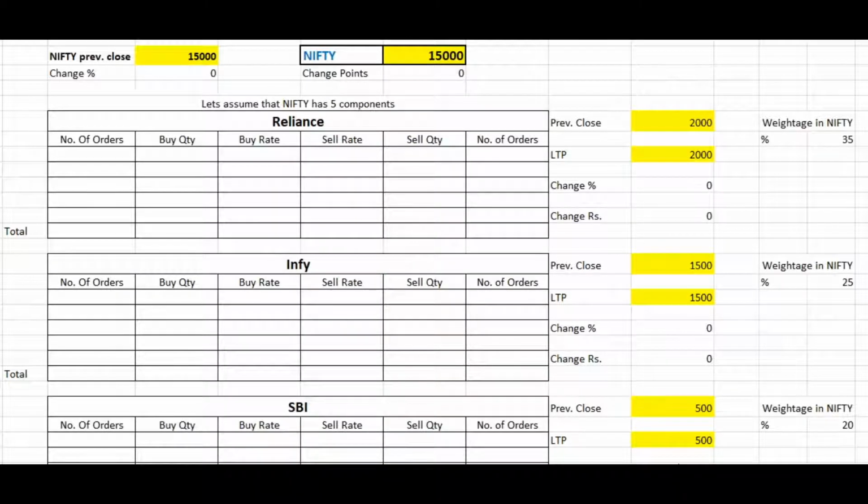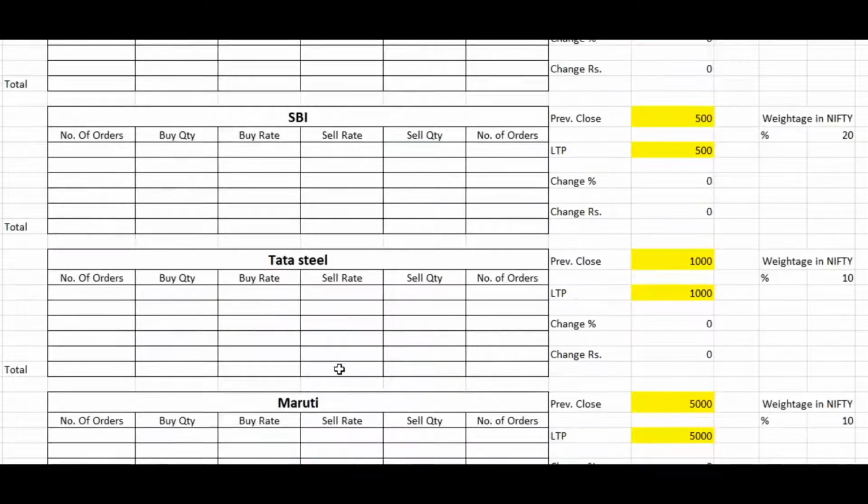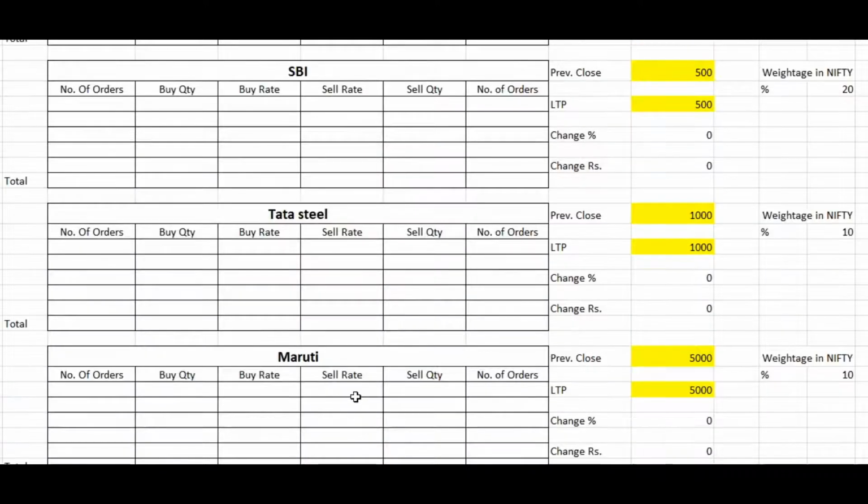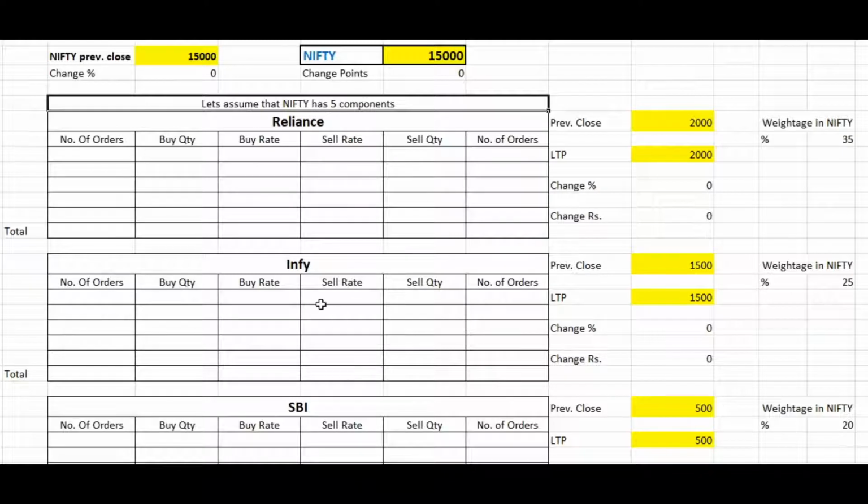So now in this sheet you can actually check. I have taken some assumption values for Nifty and some stocks. Nifty actually has 50 components, and in this video I have assumed that Nifty has 5 components: Reliance, Infosys, SBI, Tata Steel and Maruti. I have given some weightage for them. So you can check the weighted average method, how the stocks are calculated in the Nifty components. Those theoretical things are available on Google.